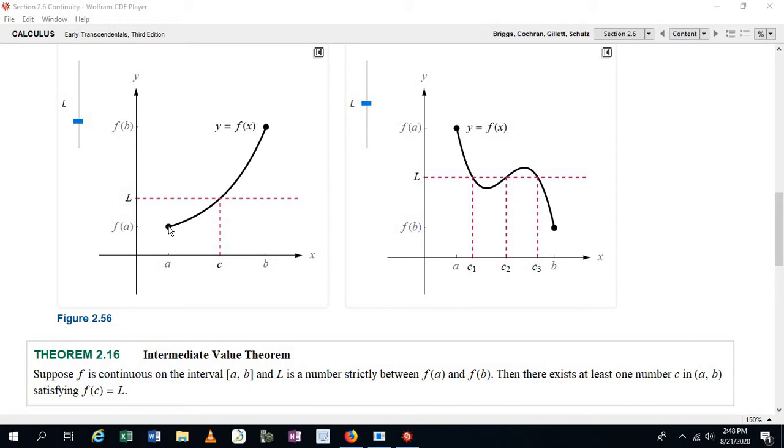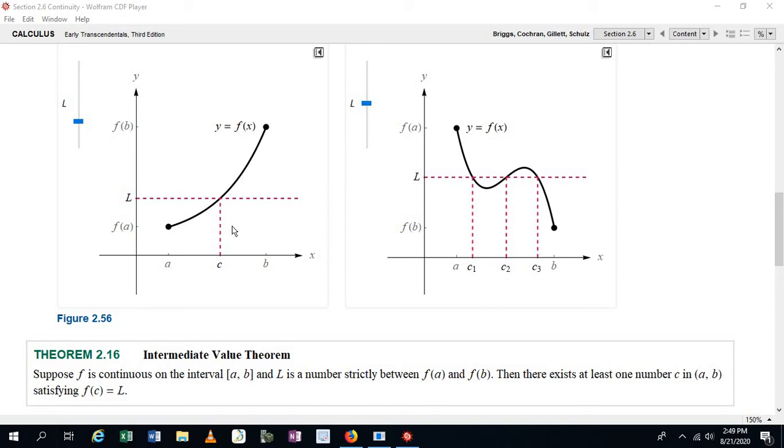If you want to get from this point here to this point here, from A to B, in a continuous fashion, you must cross this line L at some point. And even more specifically, that point would be at an x value that's somewhere between A and B, on the open interval from A to B. So it's not possible for you to get from this point to this point in a continuous fashion without crossing this line at some point in between A and B. That's what the theorem says.